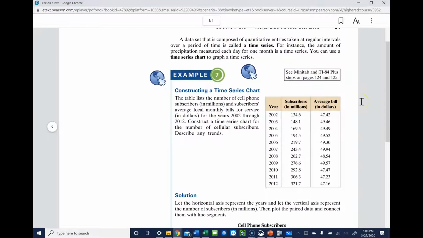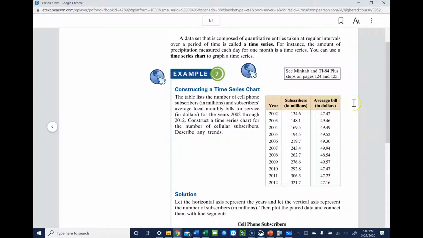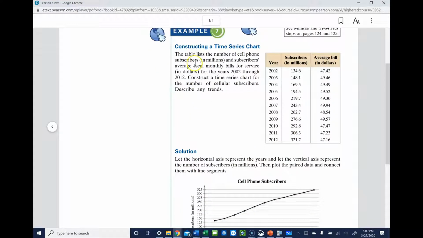All right, next we have, and this is the last one, a time series chart. A data set is composed of quantitative entries taken at regular intervals over a period of time. So you could do like the amount of rain measured each day for a month. That's the measurement taken over time. So here's an example. The number of cell phone subscribers and the subscribers' local monthly bills for service for the years 2002 through 2012.